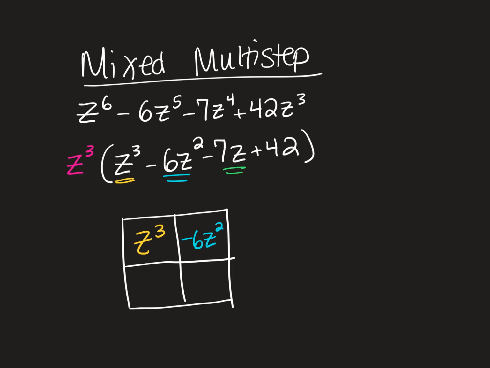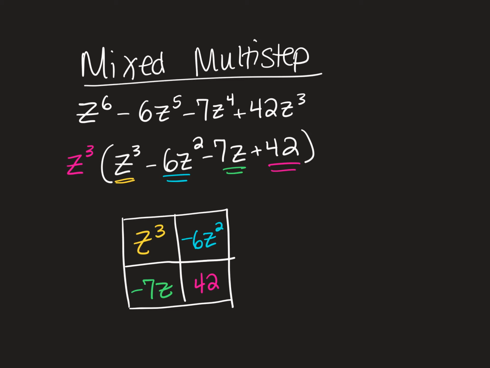And that's what I'm going to do here. Okay, so I've got every term in its own space. Now what I'm going to do with that is start thinking about how do I factor this? So I'm going to look for a greatest common factor in each row and column.